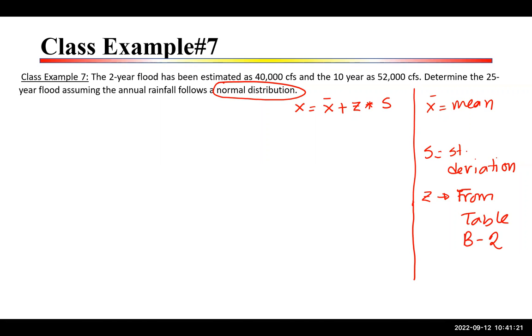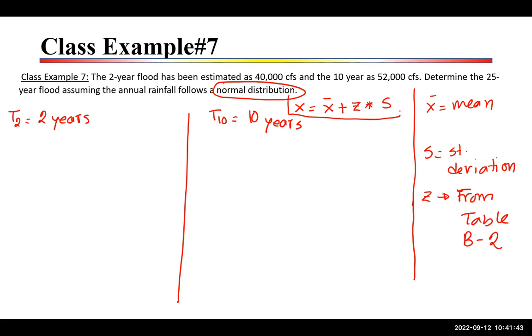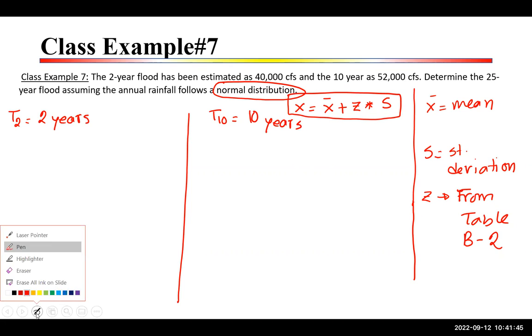No, right? We're not seeing that. So what we will do, I will write down two sets of data on two sides. Since it's a 2-year flood, I will write down T2, 2 years, T10, 10 years, okay?